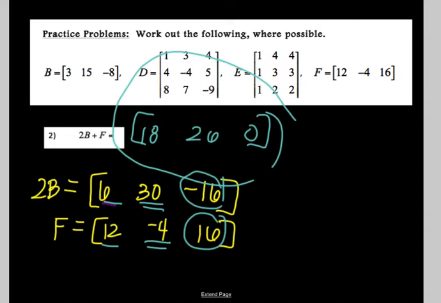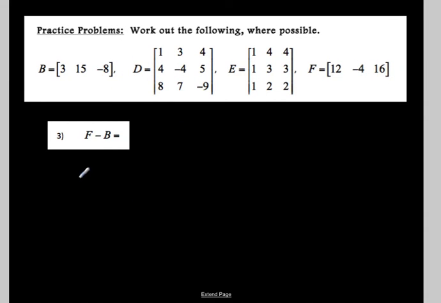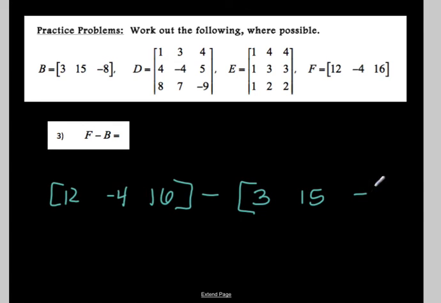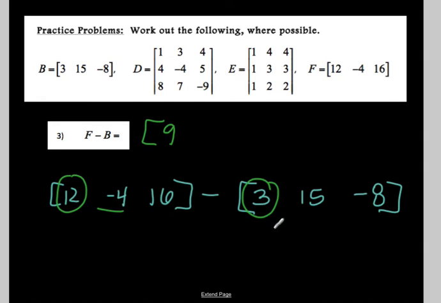Okay. Moving on to example 3. We want to take f minus b. And I'm just going to write this one out to make life a little easier for us. So f is 12, negative 4, and 16 minus b. So it's 3, 15, negative 8. So I would have 12 minus 3, which will give me 11, or sorry, that will give me 9. Negative 4 minus a negative 15, so it's going to be negative 19. And lastly, 16 minus a negative 8, so it's really going to be 16 plus 8. 16 plus 8 will give me 24. So my final answer is 9, negative 19, 24.